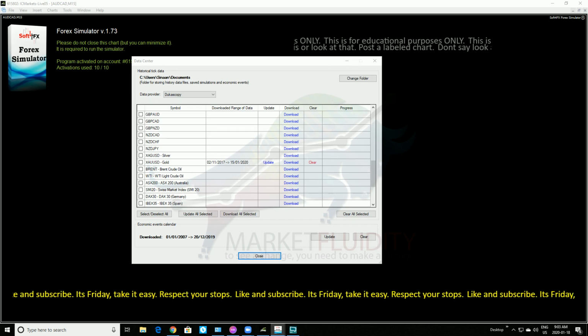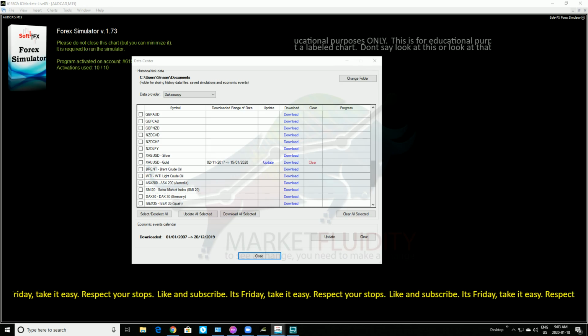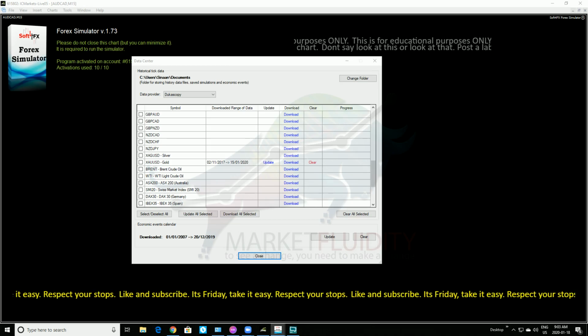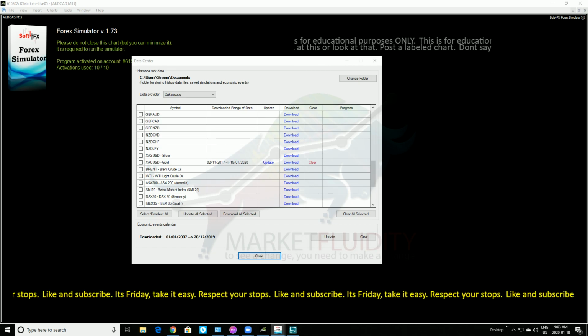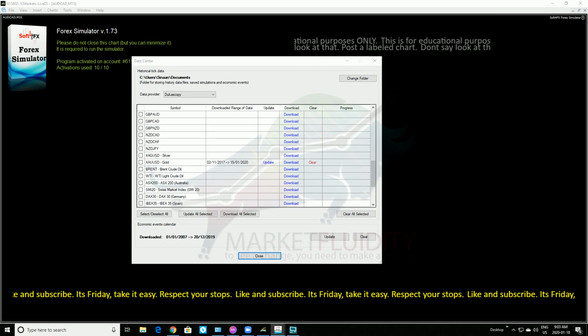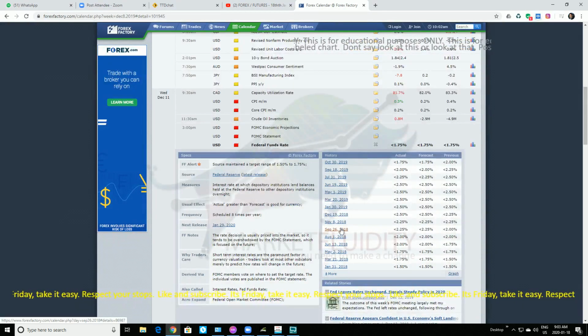Okay, so basically what we're going to do is simulate the last 10 interest rate decisions. We're going to start with September 26th and go forward. We're going to see how price reacted to the zones, how the rate change affected the price movement, and all that stuff.